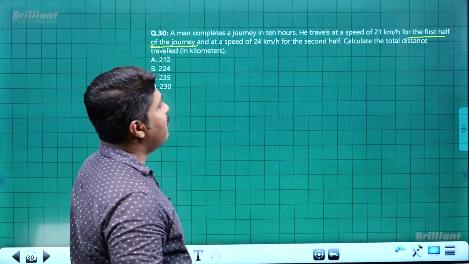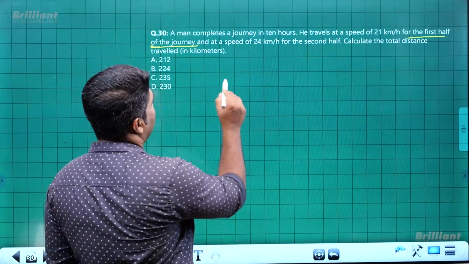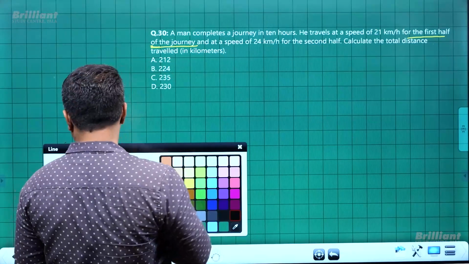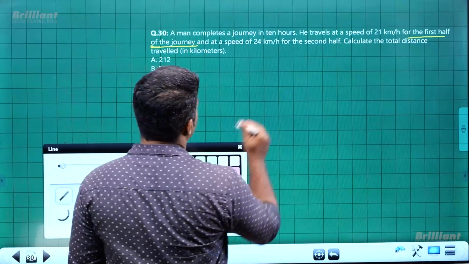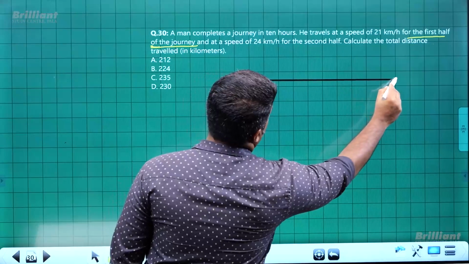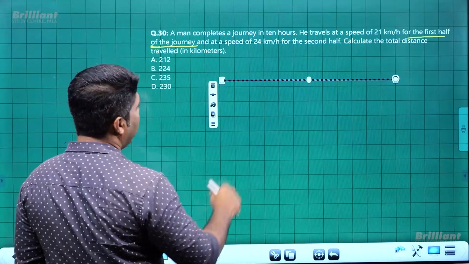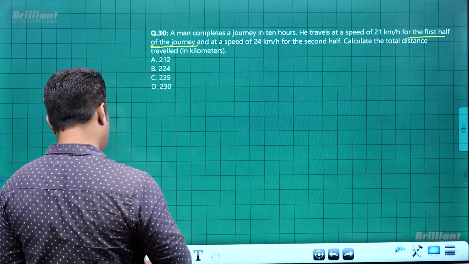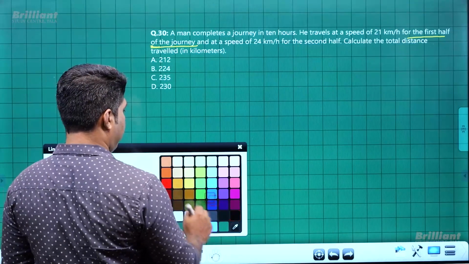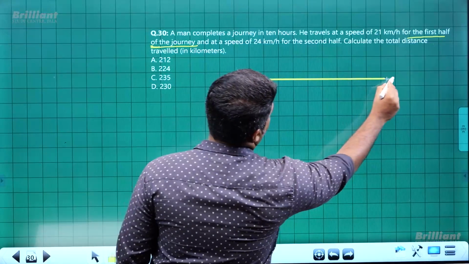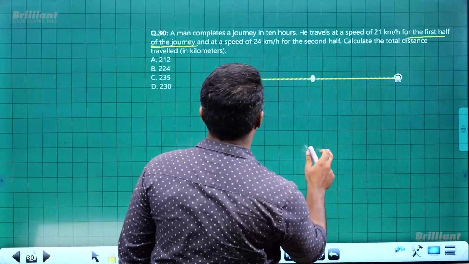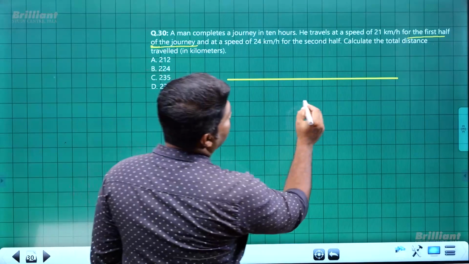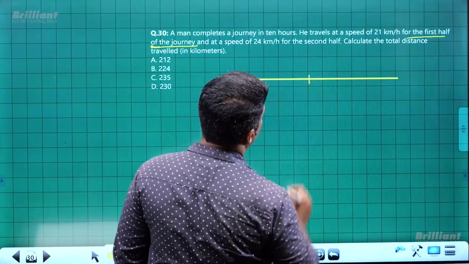So which data are available here? I will give you a diagrammatic representation of this concept. Suppose you are considering this diagrammatic representation. This is the total distance. This is the total distance. And here we are considering its exact half.